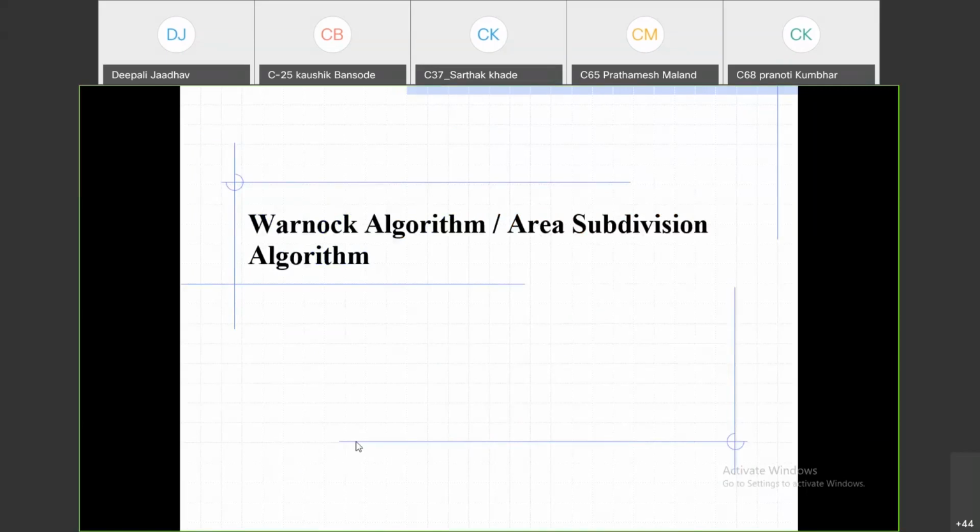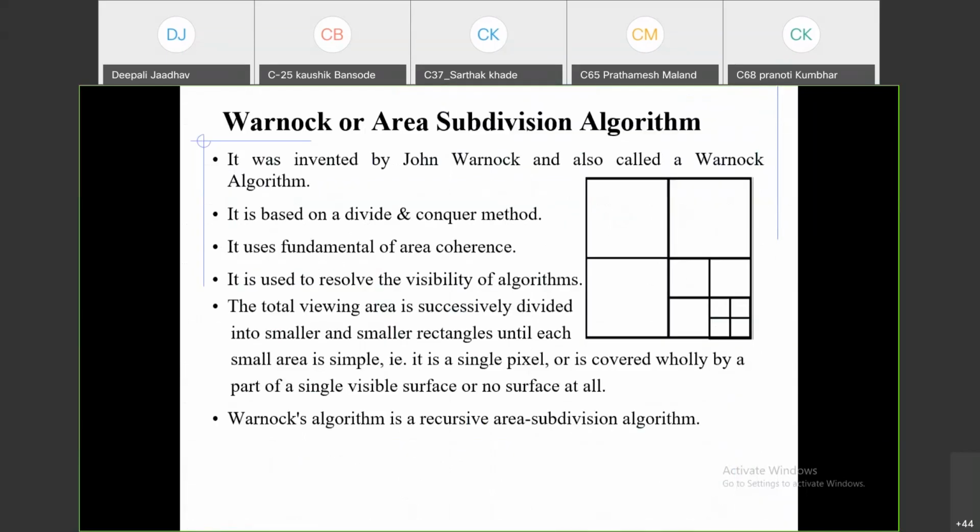So the Warnock algorithm, which is also known as the area subdivision algorithm. Its name has subdivision in it. So for the Warnock or area subdivision algorithm, first we'll see what it is: the simple definition and the properties. It was invented by John Warnock, and that's why it is called the Warnock algorithm. According to its work, it is known as the area subdivision algorithm.